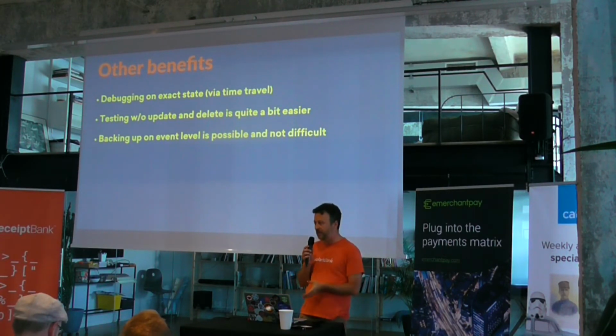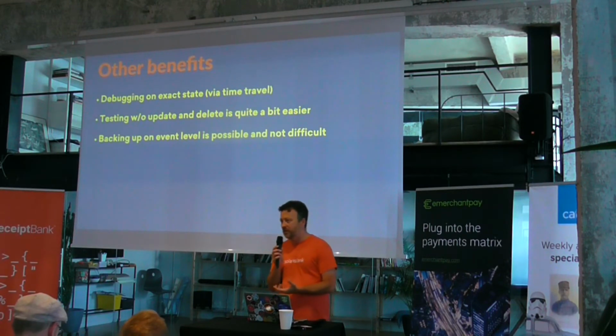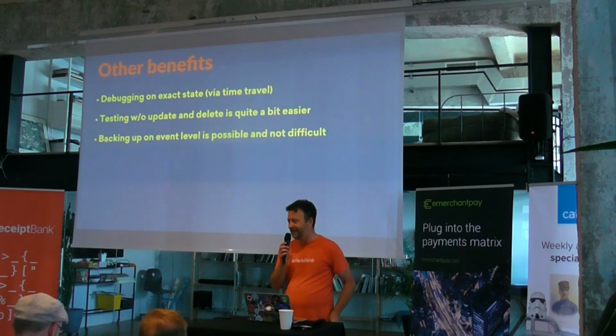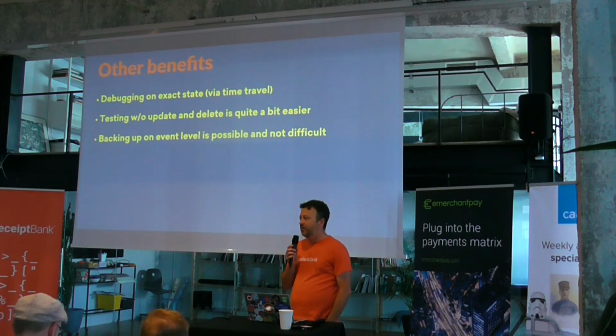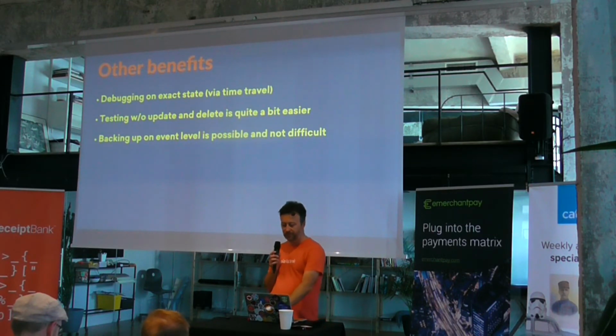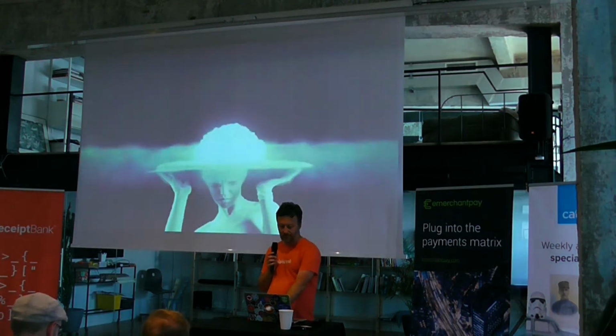You just create another projector, or reactor, so these are how these things are called on the right side, which will, for every event, just push it somewhere else. So essentially, you can have real-time, event-by-event backup of your system.